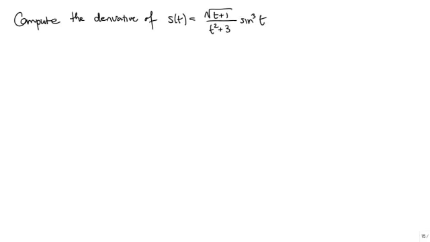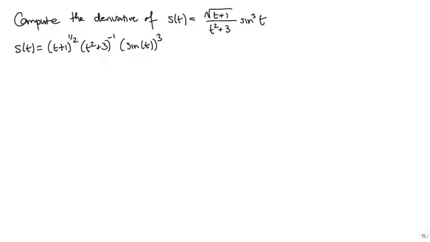Compute the derivative of the function s of t equals the square root of t plus 1 over t squared plus 3 times the quantity sine cubed t. Now, on the one hand, this is just a straight-up derivative problem. We could go and take this function s of t, we could prep it as t plus 1 to the 1/2 power times t squared plus 3 to the negative first power times the sine of t raised to the third power, and then we can work our way through the product rule twice and the chain rule thrice, and be at some version of this answer.